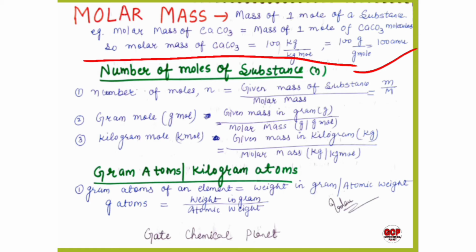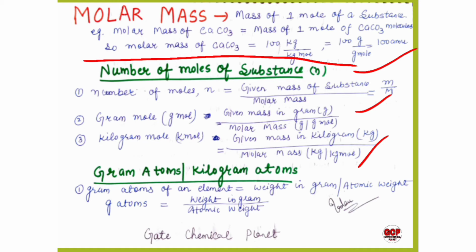Gram moles equals the given mass in grams divided by the molar mass in gram per gram mole. Similarly, we can find the kilogram moles or kilomoles. It is equal to the given mass in kilograms divided by the molar mass in kilogram per kilogram mole. It is important to write everything with proper units, so that there is no chance of confusion and mistakes in calculations.